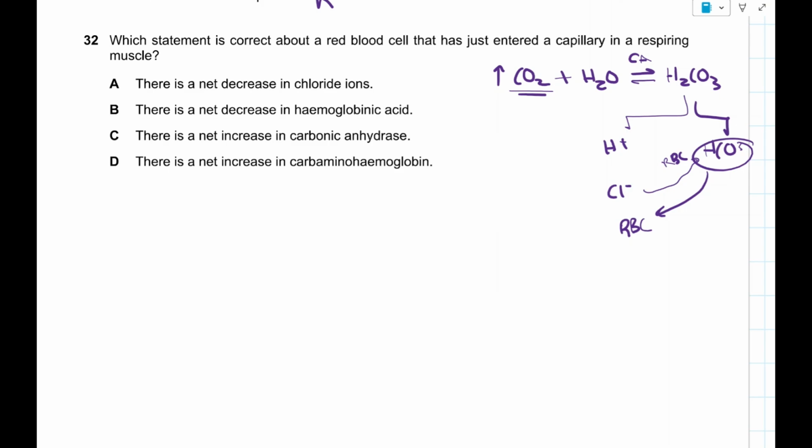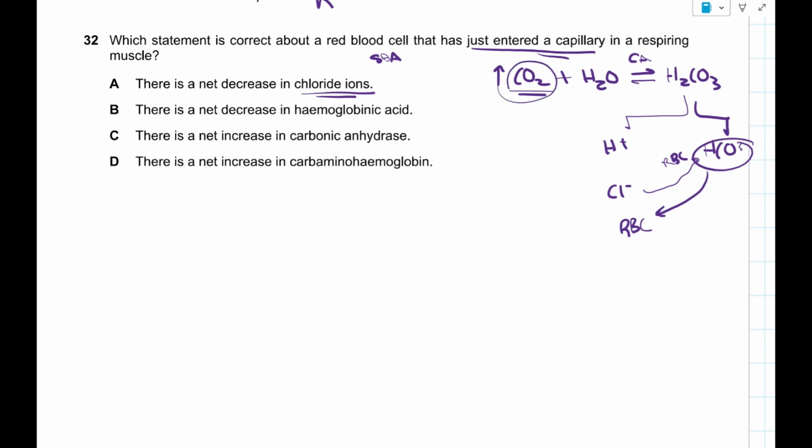Now let's see the suggestions that we have here. A. There's a net decrease in chloride ions. Now, this is not quite correct. If we would look for the single best answer, chloride ions would have a net decrease. This is correct. However, not for a red blood cell that has just entered the capillary. As we said, it is a long process.